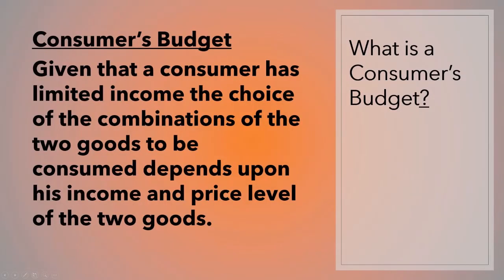So now that we understood how we arrive at affordable combinations, we are now able to determine or define what is a consumer's budget. Given that a consumer has limited income, the choice of the combinations of the two goods to be consumed depends upon his income and price level of the two goods. That means that a consumer has a budget constraint. He has to be within the limits of his budget. That is what we are trying to say in this definition.